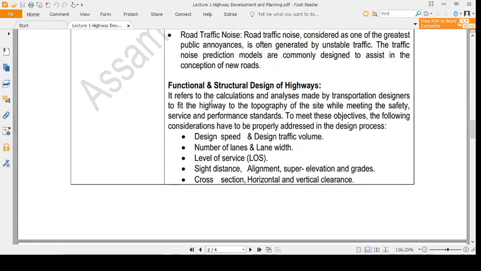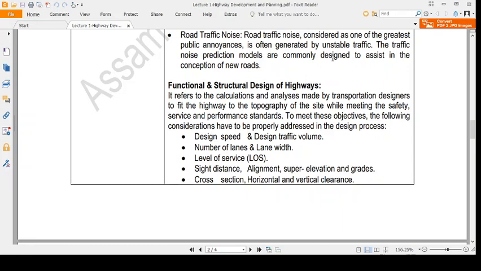Now the next one is functional and structural design of highways. It refers to the calculation and analysis made by transportation designers to fit the highway to the topography of the site while meeting safety, service and performance standards. To meet this objective, the following considerations have to be properly addressed in the design process: design speed and design traffic volume, number of lanes and lane width, level of service.